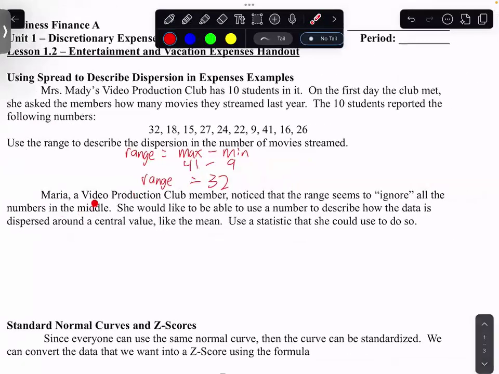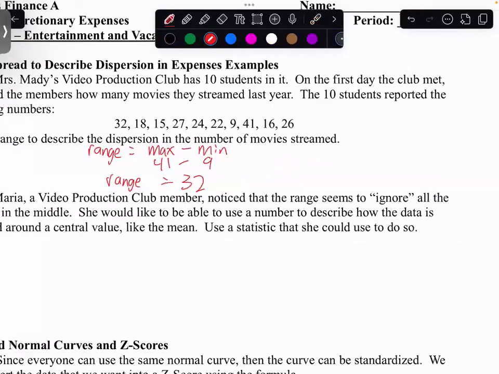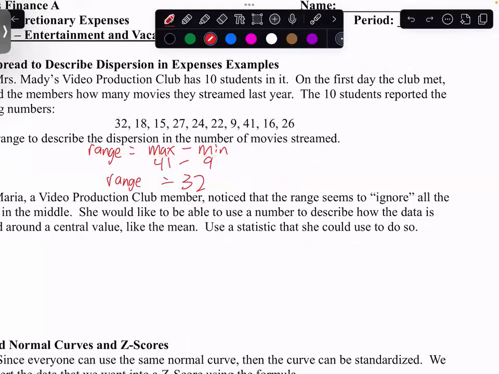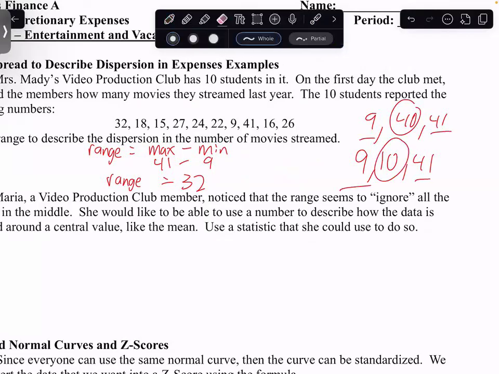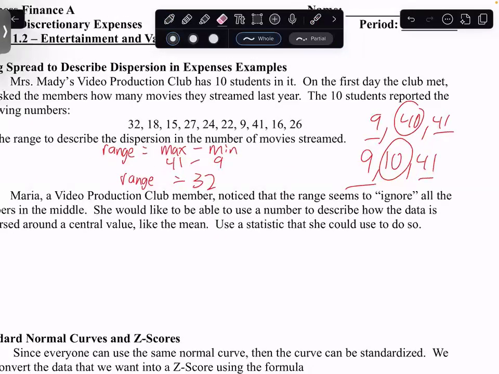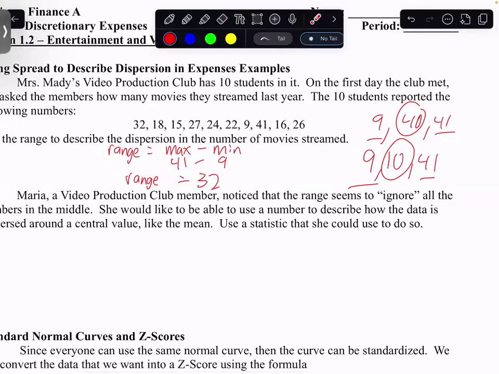Okay, but one of those members noticed the range as a statistical measure is kind of limited, right? Because there would be no difference between this data set and this one, or this one. These all have the same range of 32. Because if you ignore the middle, you only use the maximum and the minimum, right? So the range is not a perfect measure of spread because it ignores the middle.